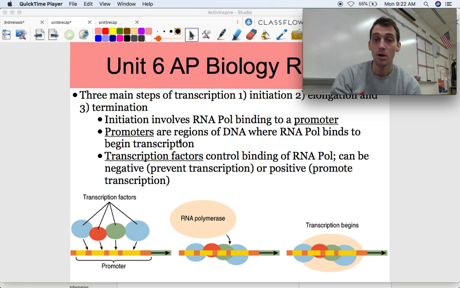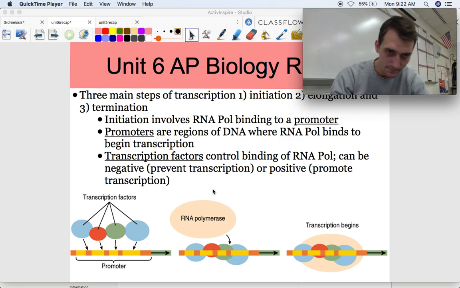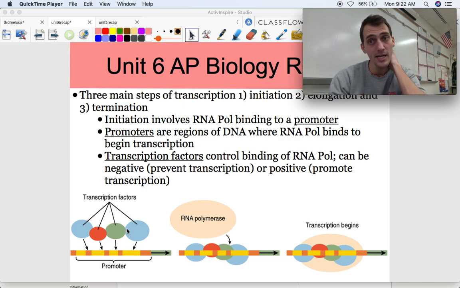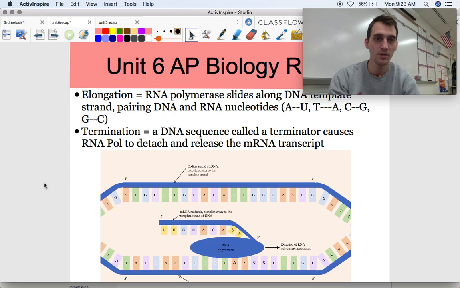Promoters are regions of DNA where RNA polymerase binds to begin transcription, and transcription factors control the binding of RNA polymerase. Can be negative, where they can prevent transcription, or positive. So they're extra proteins that will tell RNA polymerase, hey, you should bind here, or hey, don't bind here right now. We don't want to express this gene. So transcription factors take all sorts of different shapes and sizes, and it gets pretty complicated, but we won't get too far into that just yet. So yeah, that's the first step. RNA polymerase binds to the promoter along with its transcription factors.